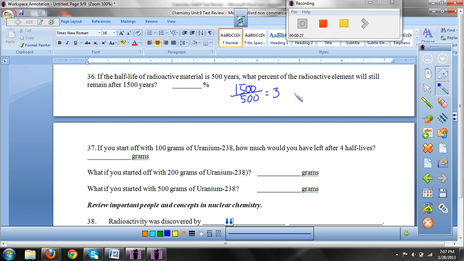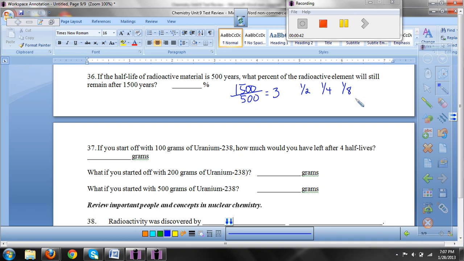So to go from my beginning to the first half-life, I lost 1/2 of it. From 1/2 to the next half-life, I have 1/4. And from 1/4 to the next half-life, I have 1/8. So I should have 1/8 of that left.